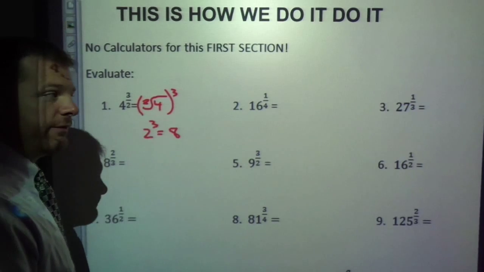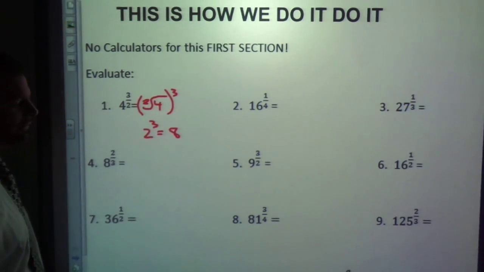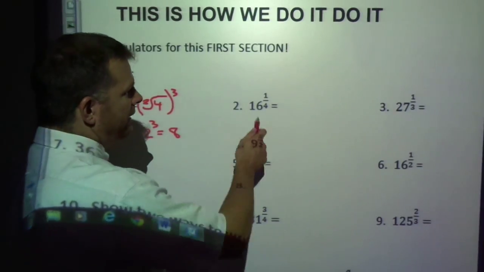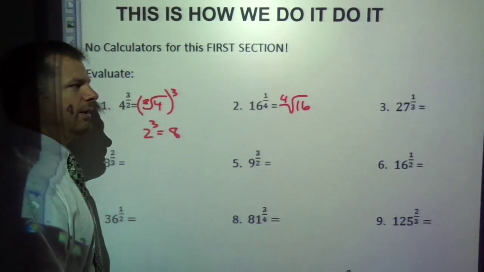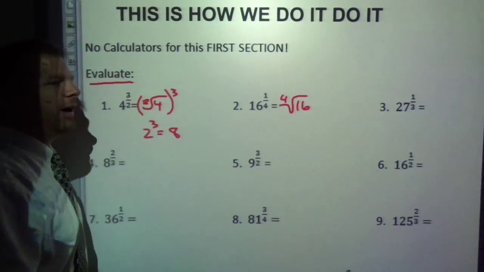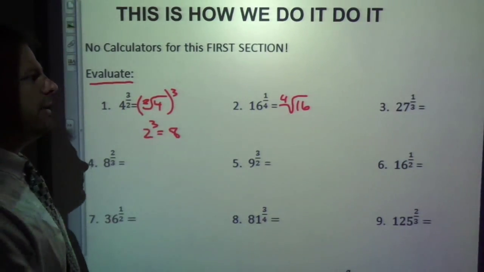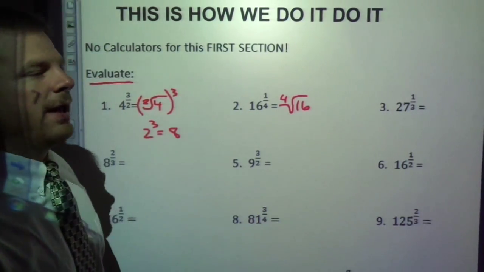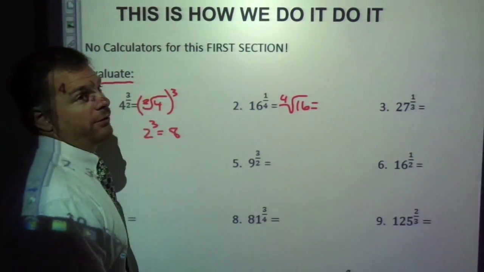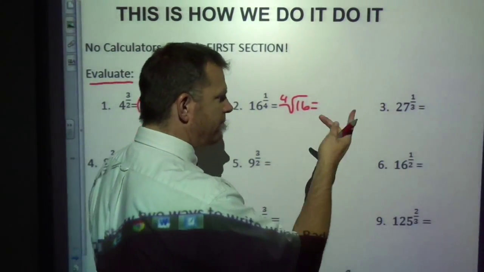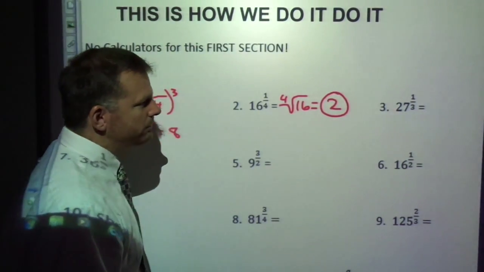You might want to pause the video and copy down the problems first. That might help you if I go too fast, because I'm going to fly through these now. This is fourth root of 16. Don't leave it like this, because the directions say to evaluate, which means to give a value, which is a number. This is not a number. This has a radical in it. So we want to know what number is that. What number is the fourth root of 16? Well, 2 times 2 times 2 times 2 is 16. So the answer is 2.